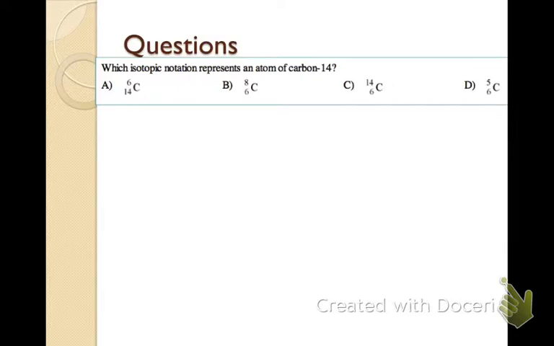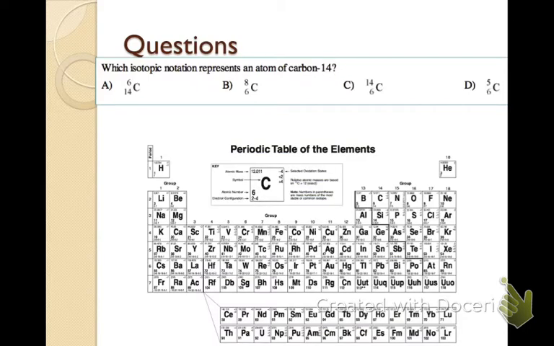For this one, which isotopic notation represents an atom of carbon-14? So if we remember, the top number represents the mass number, and the bottom number represents the number of protons. So we want to make sure that the top number will be 14 and the bottom number will be the number of protons. Just to double check, carbon is located right here, and it has 6 protons, which is its atomic number. So we want the mass number on top, which is not any of these except for this one.